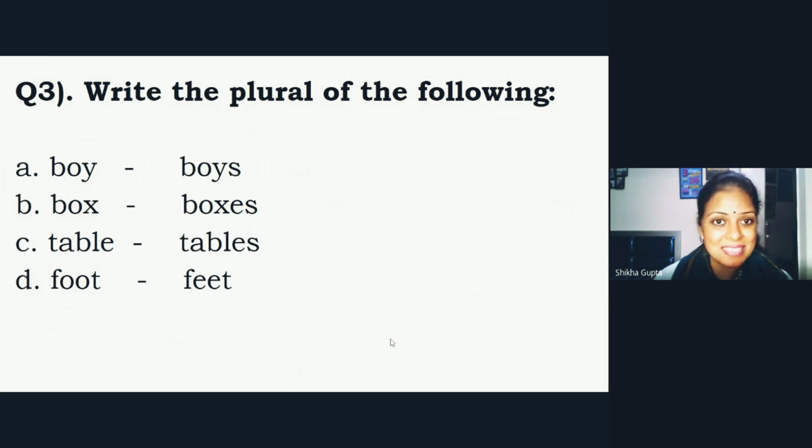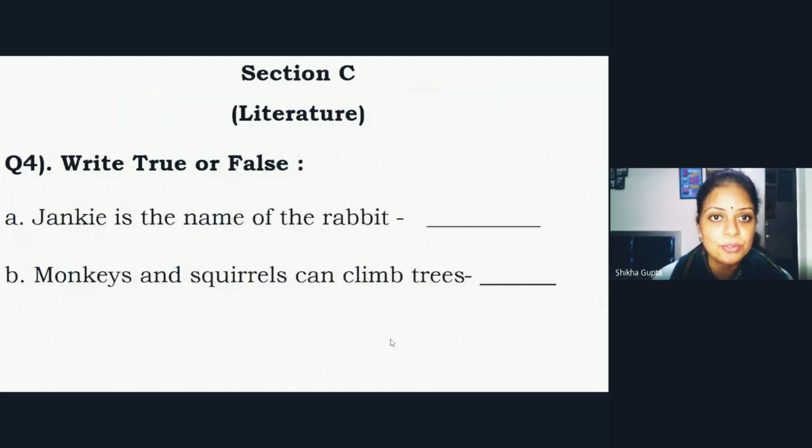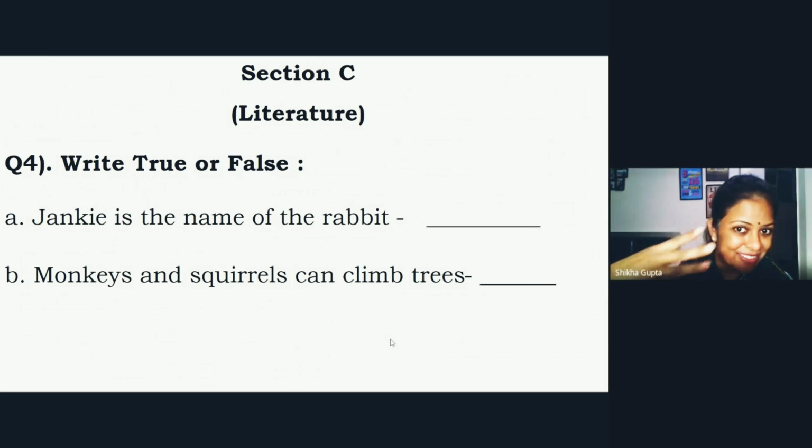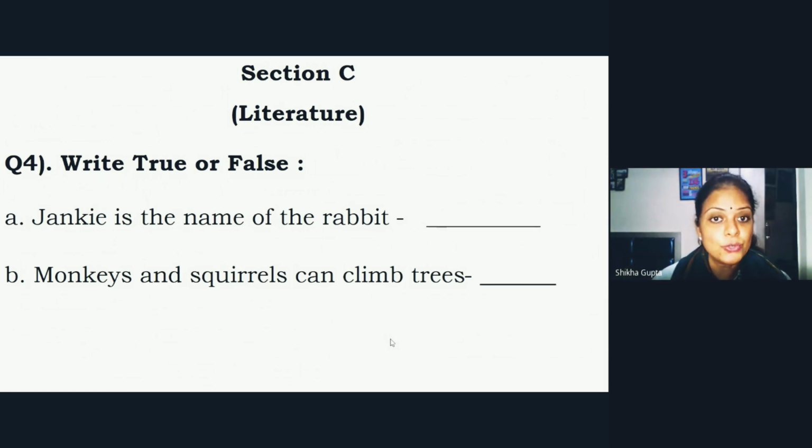Okay, so now let us move to next part. Now we are coming to section D. And section D is your literature, children. Yes, only one chapter is coming, Janki the rabbit. So you have to read the chapter thoroughly from the book. And how many times will you read the chapter? Three times. Yes. So now let's see true or false.